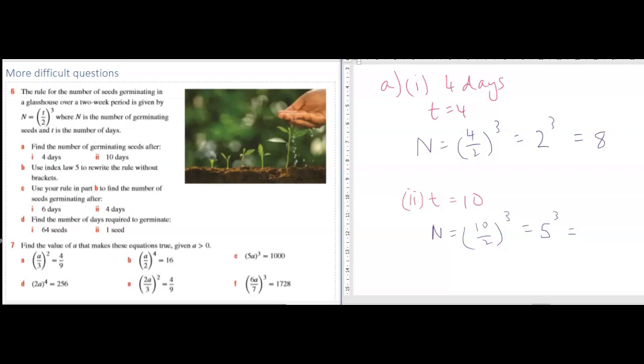All right, so 5 to the power of 3, we have 5 times 5, which is 25. And then times 5 again gives you 125. So if you needed to use your calculator for this, you can.